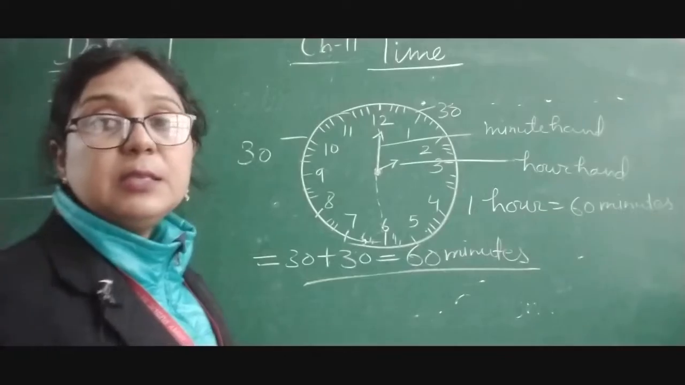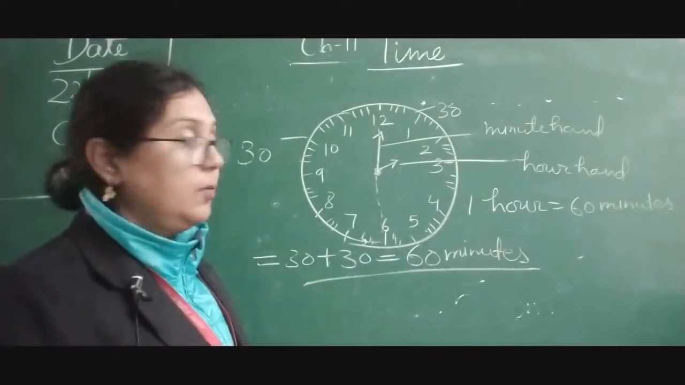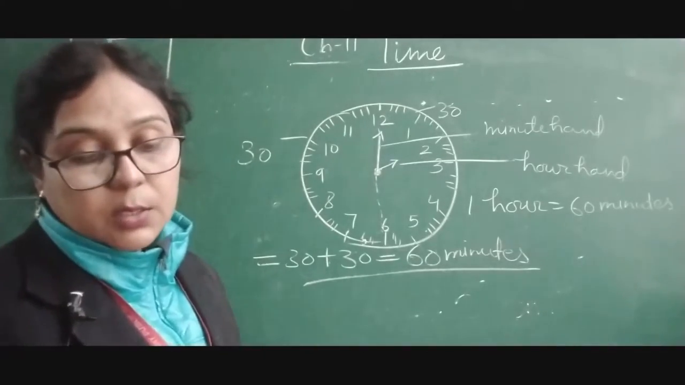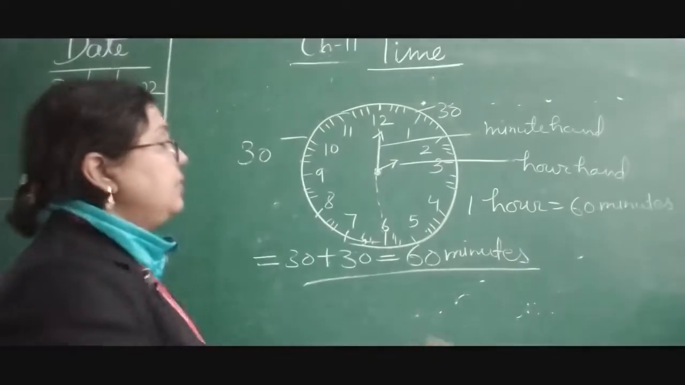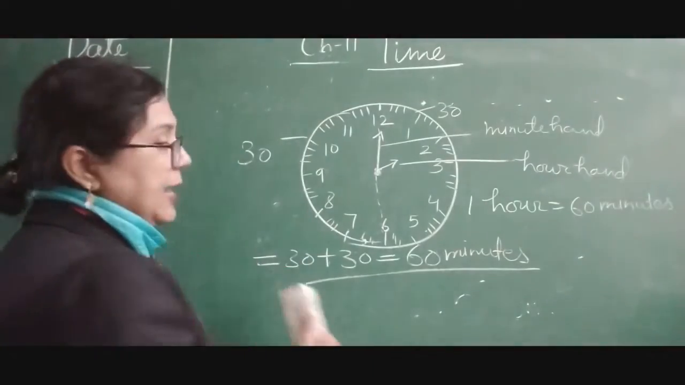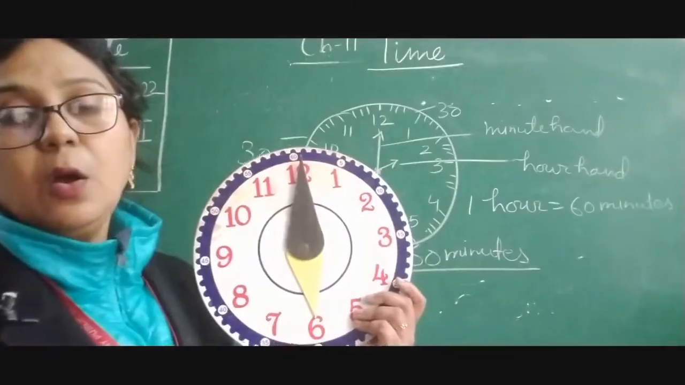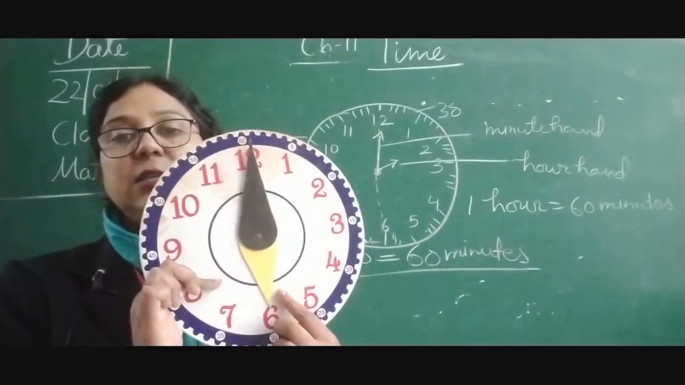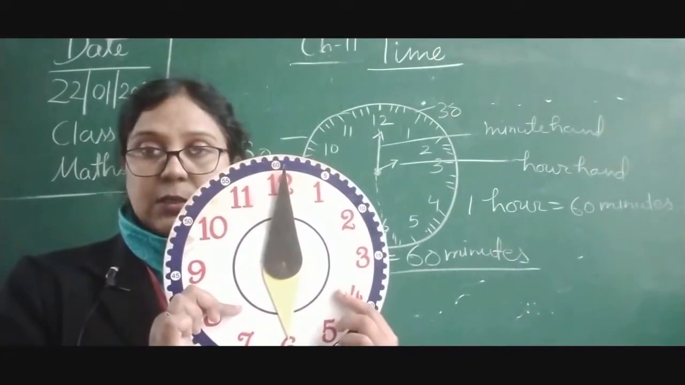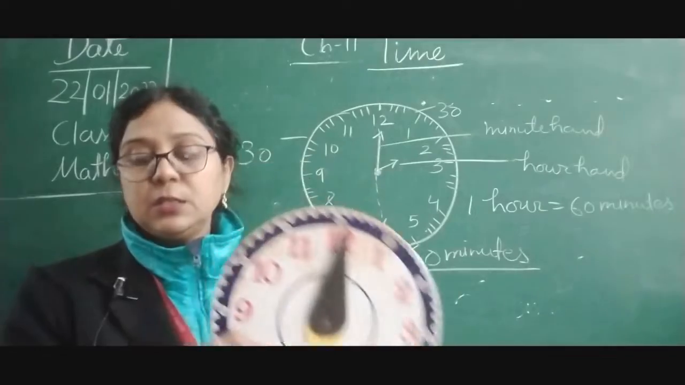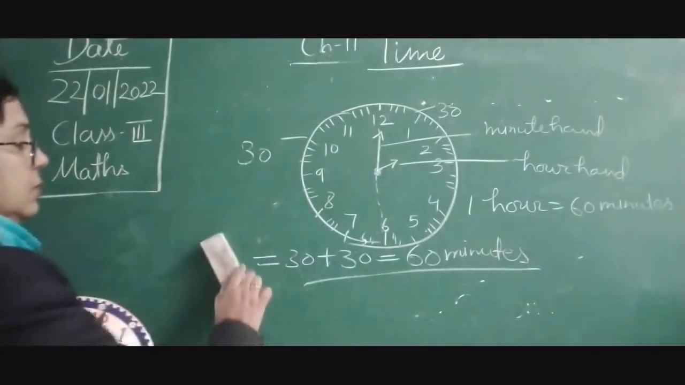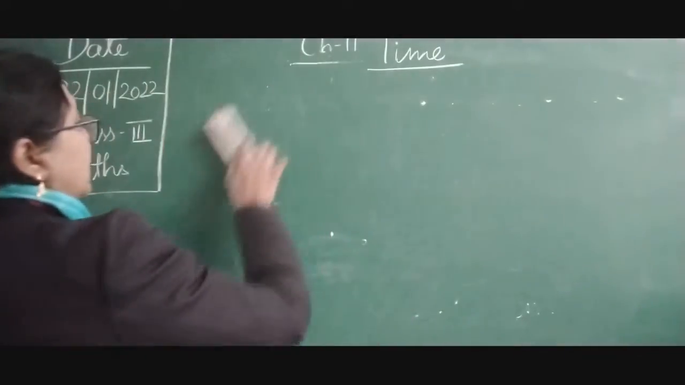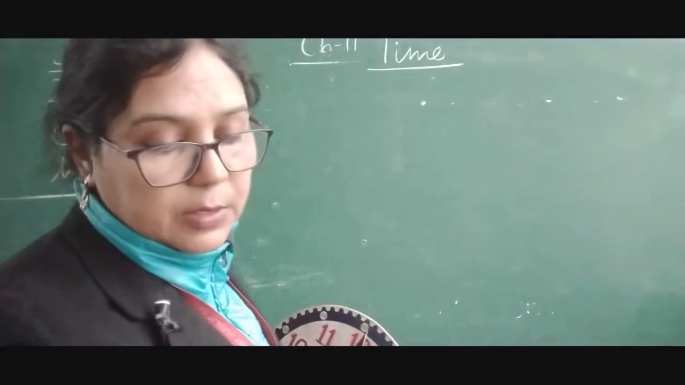So children, always remember this is the way we can watch the clock. Now, reading times in hours. If our minute hand is at 12 and our hour hand is at 6, it will become 6 o'clock. So children, this is the way that we can measure the hour in a clock.